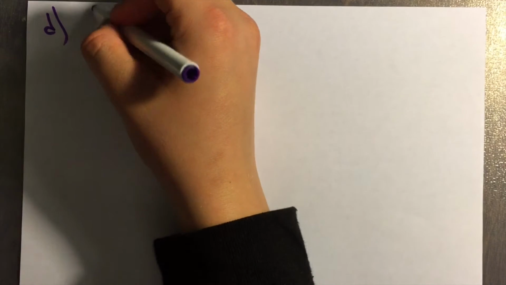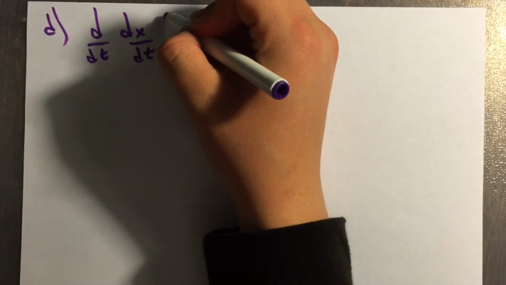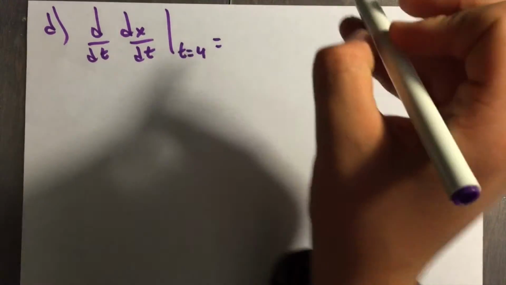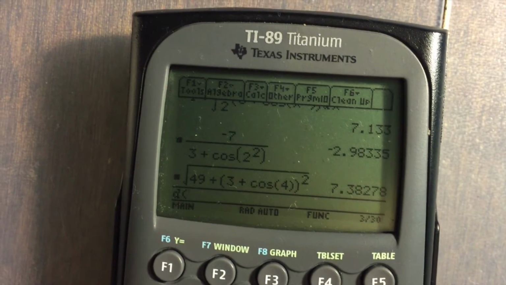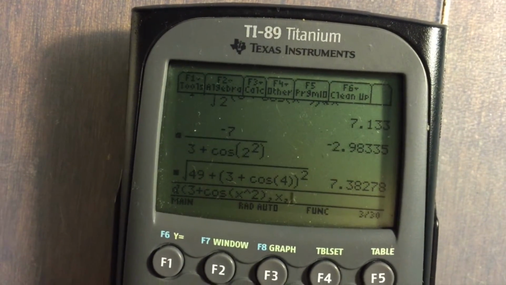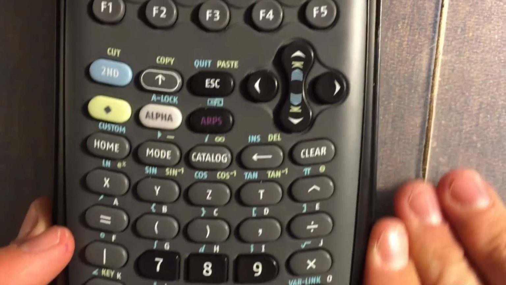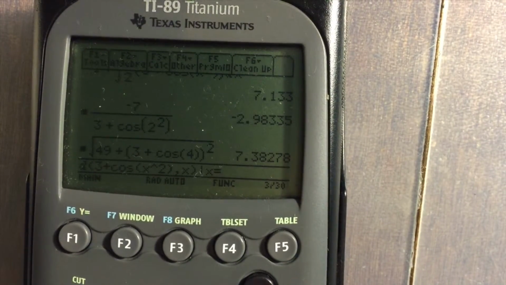Now for part D, the problem states that for t greater than or equal to 3, the line tangent to the curve has a slope of 2t plus 1. We must find the acceleration vector of the object at time t equals 4. The acceleration vector will consist of an x part and a y part. To find the x part, we must differentiate dx/dt and evaluate that at t equals 4. Let's differentiate our function: 3 plus cosine of x squared, 4x, and we then can find it by using the calculator for x equals 4.